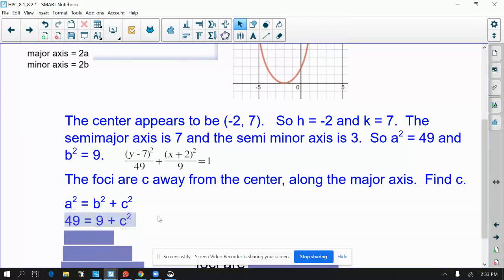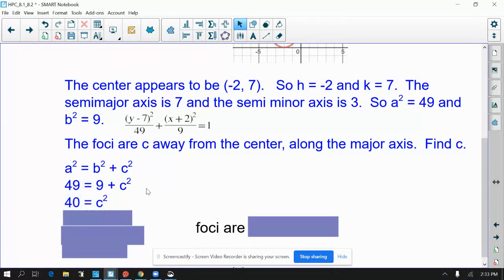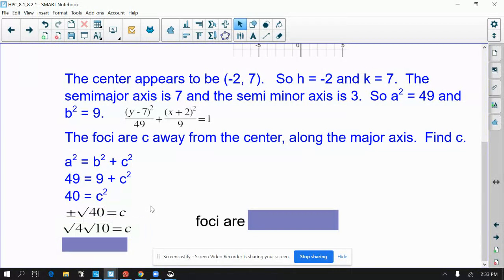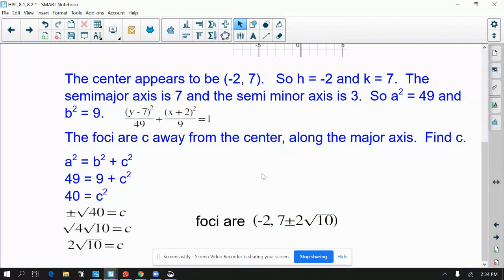So I'm going to use that. 49 equals 9 plus C squared. So C is plus or minus rad 40, but again, we would discard the negative part because it's a distance. And rad 40 is the same thing as rad 4 times rad 10. So this is 2 rad 10. That's what C is. So the foci are 2 rad 10 away from the center. And goodness knows what 2 rad 10 is.